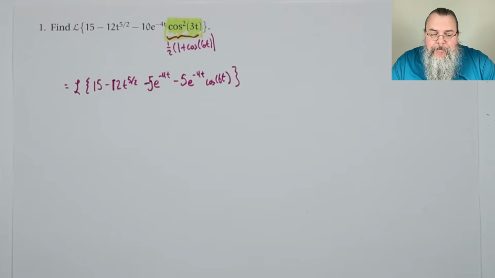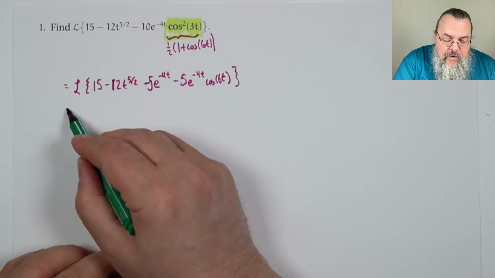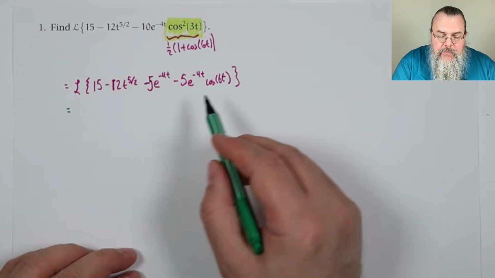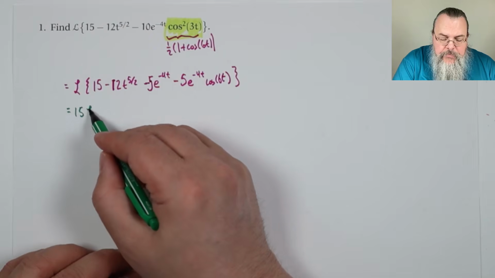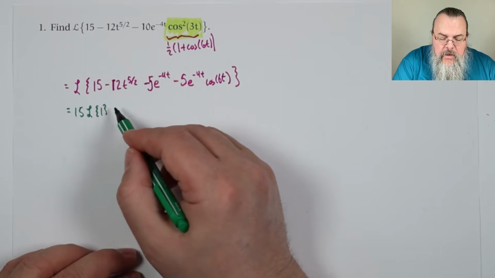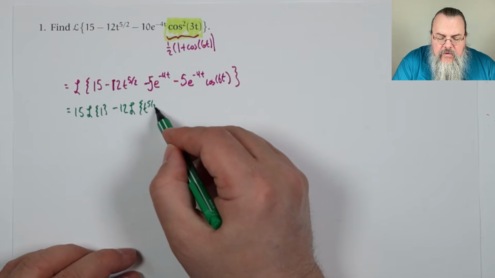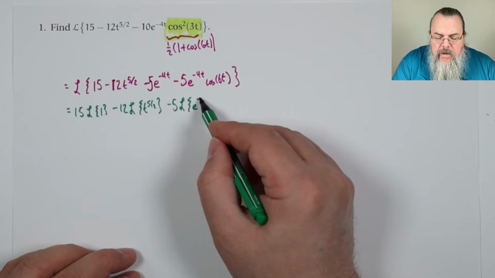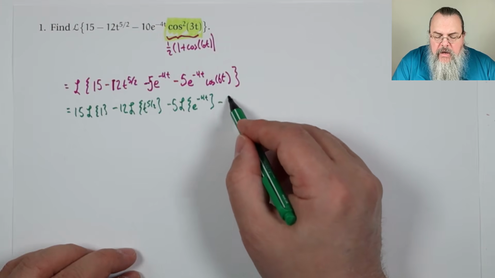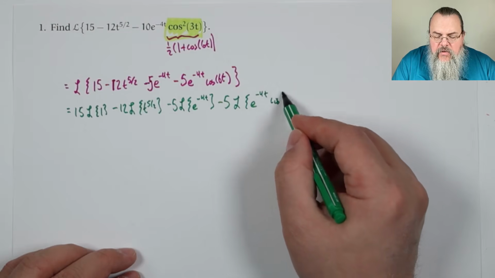Now we're ready. We use linearity. And linearity says we can think of this as, instead of one big thing, 4 little things. So we have 15 times the Laplace of 1, minus 12 times the Laplace of t to the 5 halves, minus 5 times the Laplace of e to the minus 4t, and minus 5 times the Laplace of e to the minus 4t cosine 6t.